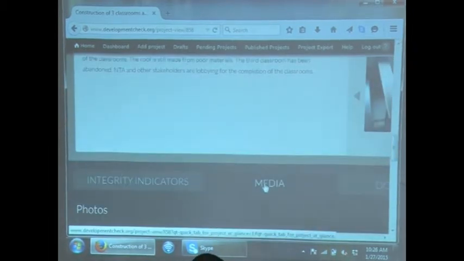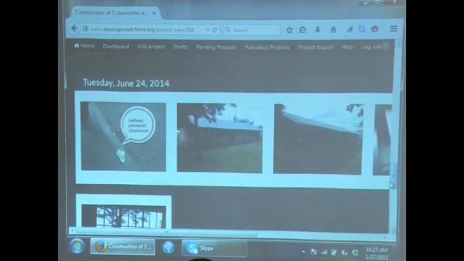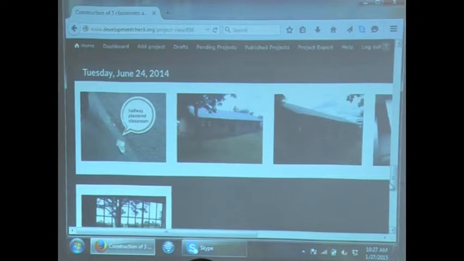And when you go to this other tab, you will get media. Media now is the photos that were taken, and this also includes videos. If any video was taken, it's uploaded over here. So as you can see, these are the photos of the school itself.